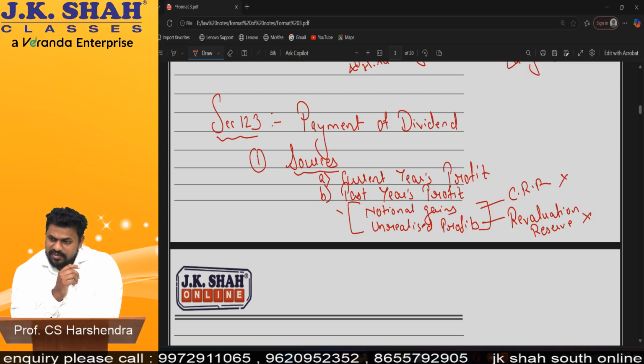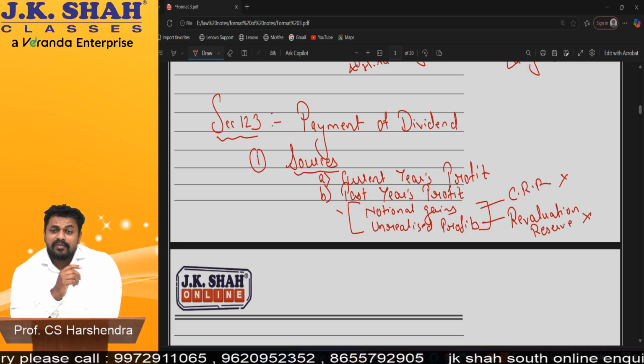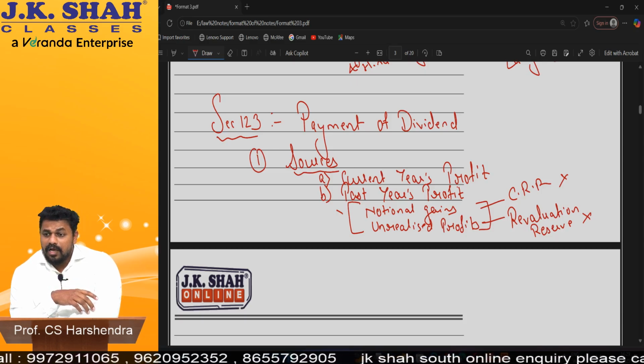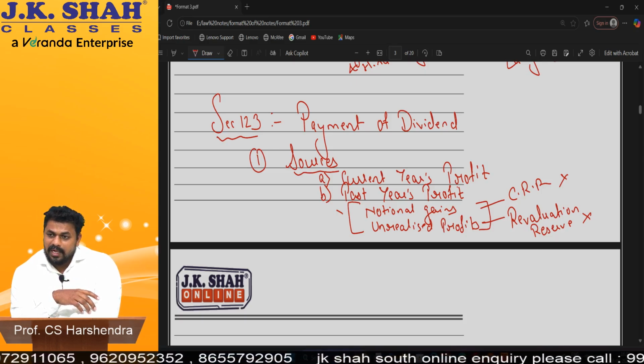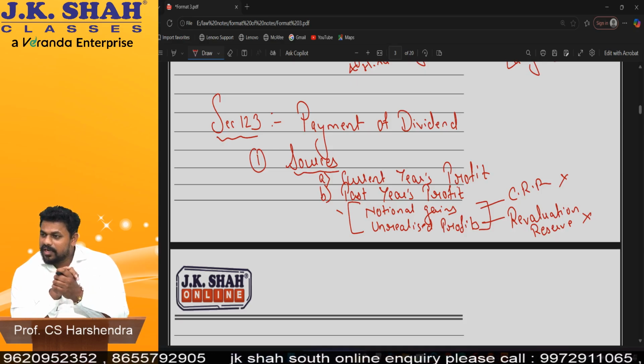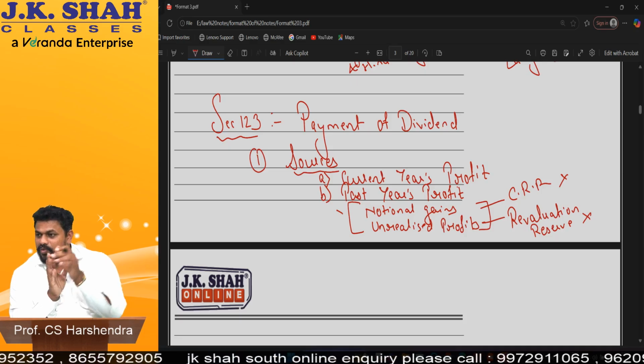Debentures also. When you redeem or buy back equity shares, at that time also you create CRR. Guys, tell me, I have one question now. Online students, have you heard about CRR, Capital Redemption Reserve? If yes, then give a thumbs up.